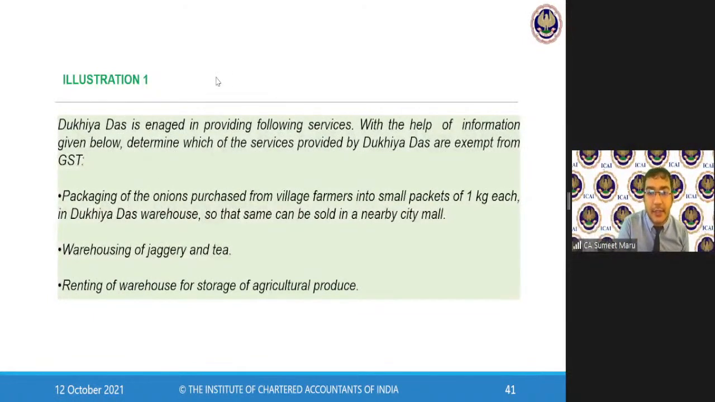Okay, so everyone pay attention. The first they have asked you is packing of the onions purchased from village farmers into small packets of 1 kg each in Dukya Das warehouse so that the same can be sold in a nearby city mall. Now see, onions are kept as they are, that is great enough, but they are selling them in a city mall. Is the city mall a primary market? Absolutely not. So this is not exempt.